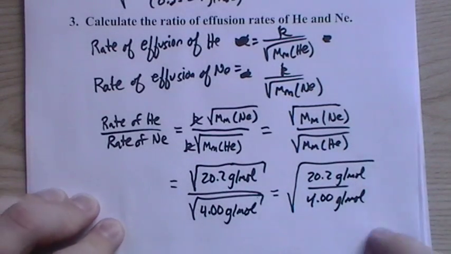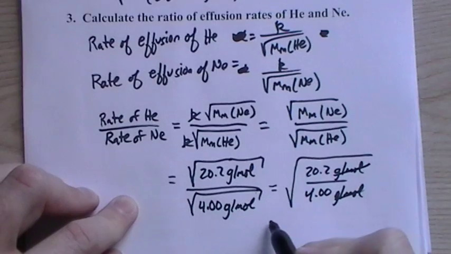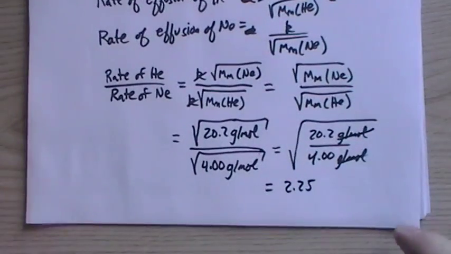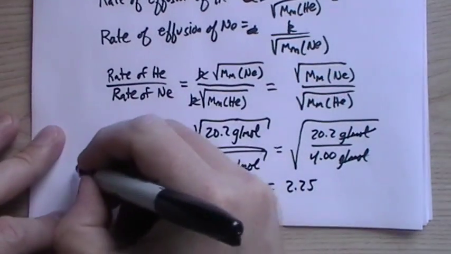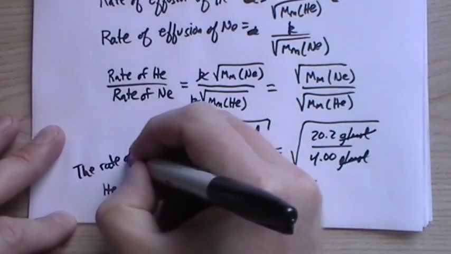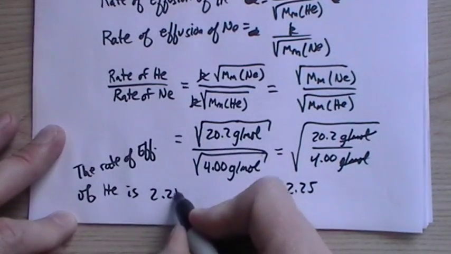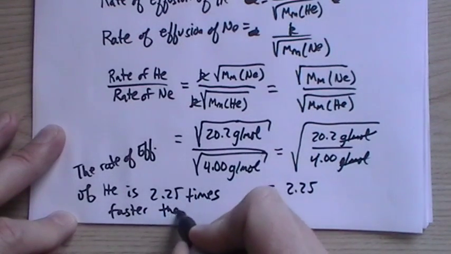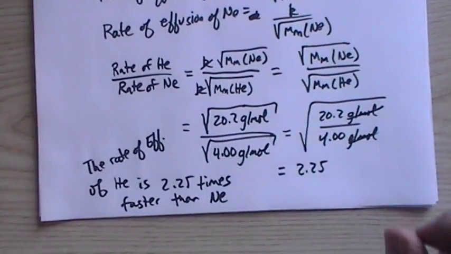Since it's the square root over a square root, you can bring them both under the same sign, and then we solve it, and this comes up to be 2.25. It's a ratio, it's just a number. What that tells you, though, is that the rate of effusion of helium is 2.2 times faster than the rate of neon. So very shorthand there, but the rate of effusion of helium is 2.2 times faster than neon.